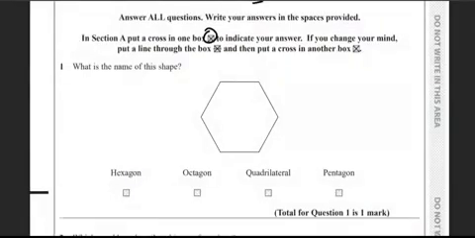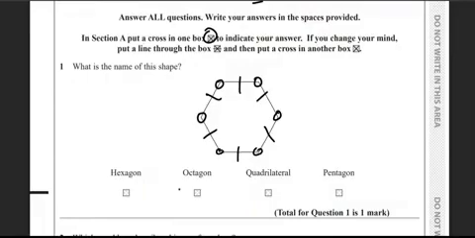Question 1. What is the name of this shape they're testing on? Polygons. So this polygon has got 1, 2, 3, 4, 5, 6. You can count that way, or you can count the corners, called the vertices. 1, 2, 3, 4, 5, 6. So there are 6. Being that this shape has got 6 sides, we have to call it a hexagon.